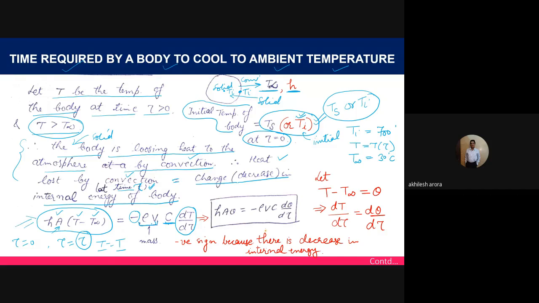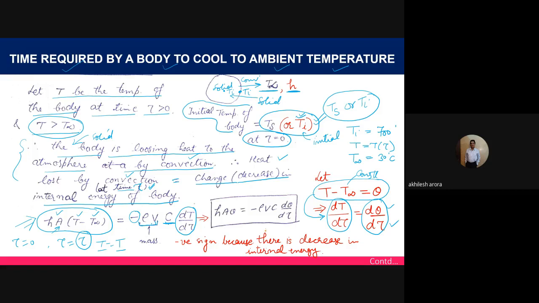Okay, and then once again focus on this particular equation. What I have considered is let T minus T infinity be equal to theta. So I can differentiate this equation. I will get dT by d tau, because T infinity is constant, and that should be equal to d theta by d tau. Okay, if this is clear, what we can do is replace dT by d tau by d theta by d tau.